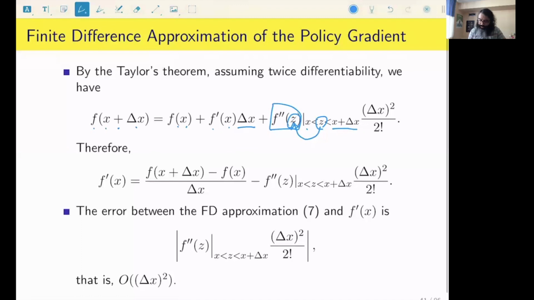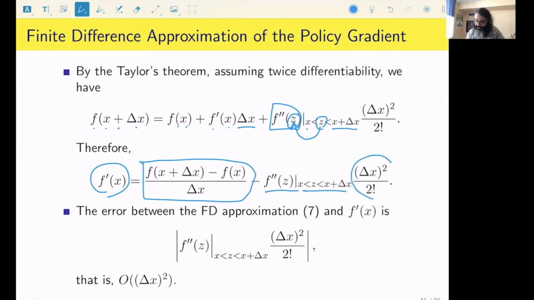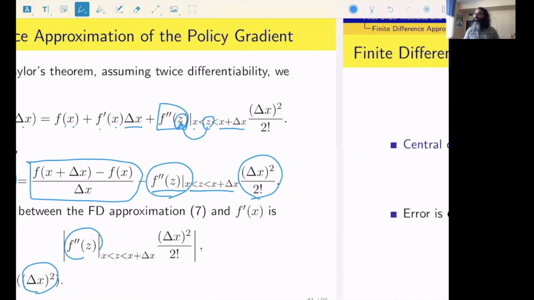So the result is that f prime of x is this first term, which is our finite difference approximation, minus the second derivative of f at some point, plus a term that depends on delta x squared. If everything is continuous enough, it doesn't blow up, so this would be a finite number. So we would have an error of order delta x squared. So this provides an approximation.